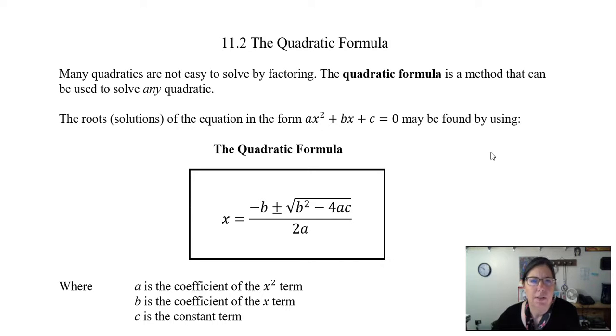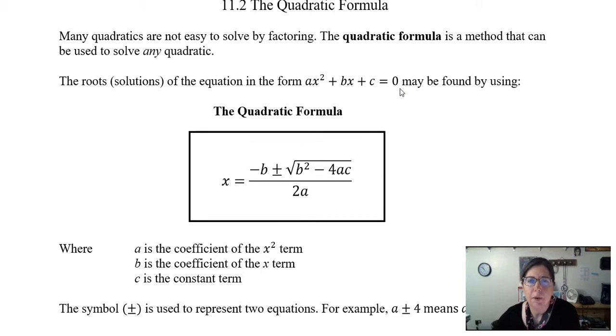We are working on section 2 in chapter 11. So in this chapter, we are solving quadratic equations. In the first section, we did it by factoring, and that doesn't always work. So you have to have a second method so that you can come up with answers. So the second method that we're going to use is the quadratic formula.